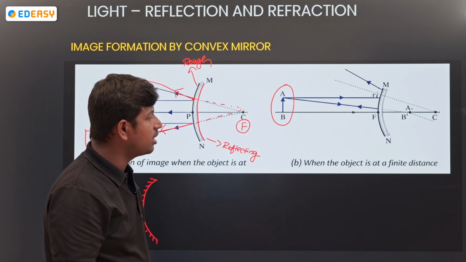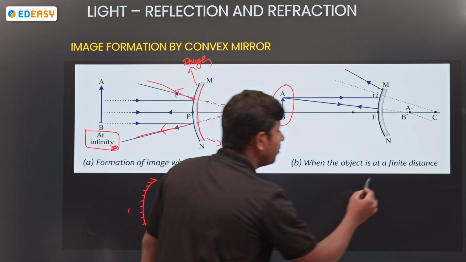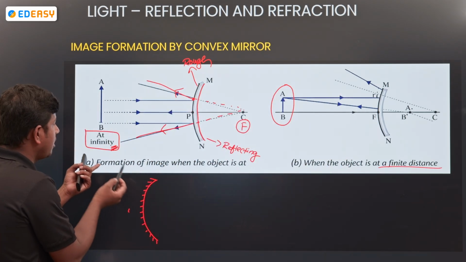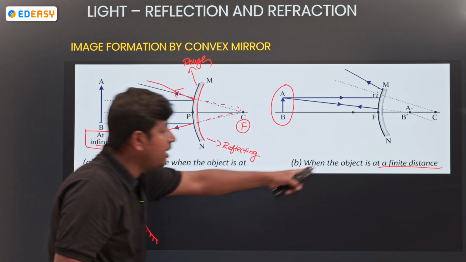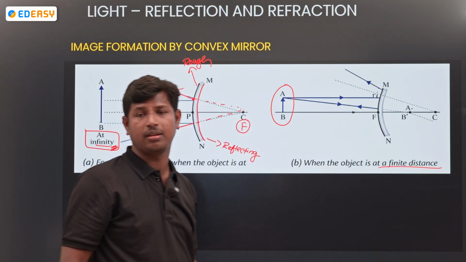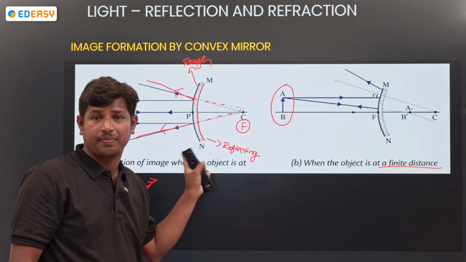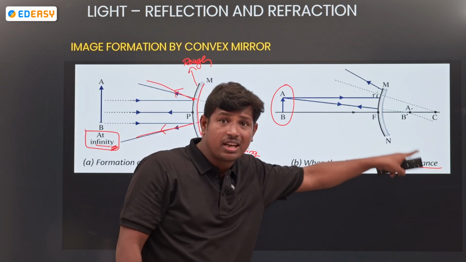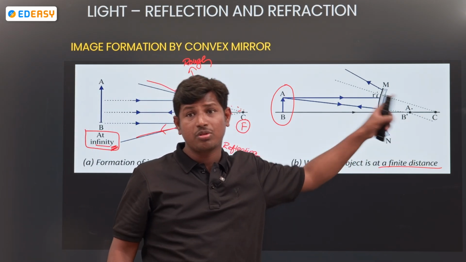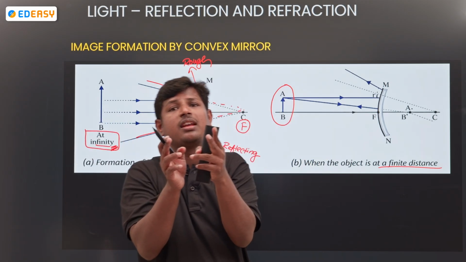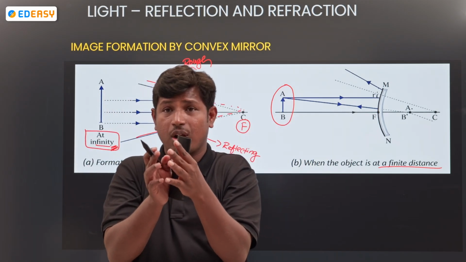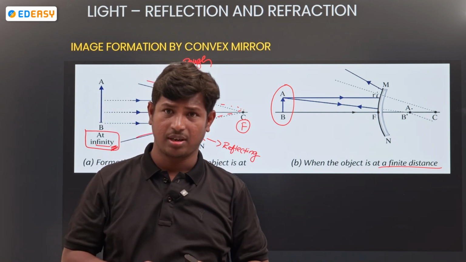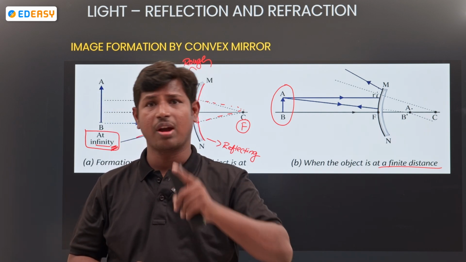What type of image is there when the object is at infinity and at a finite distance? See here, the object at infinity, and here it is at a finite distance. Look at the differences. Object at infinity, where will the image be captured? If the object is at a finite distance, where will the image be captured? We have to check. Only two cases are there in a convex mirror. What are they? The object at infinity, where will the image be captured? That is the first thing we have to check.